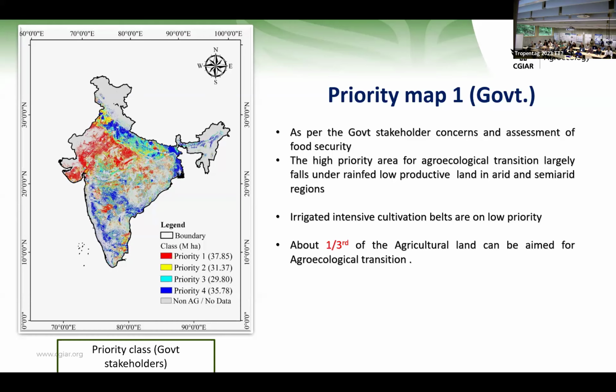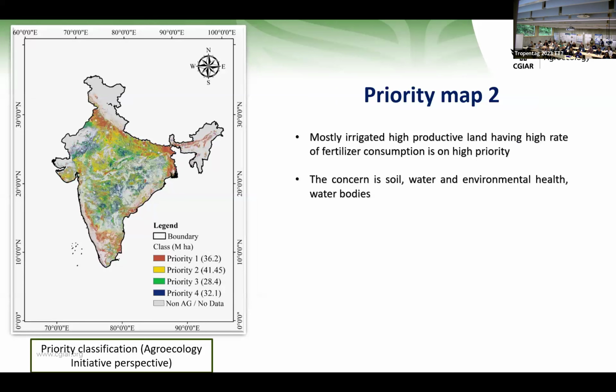And we have classified this priority map based on the available agriculture area. Priority one should be these regions where about 37 to 38 million hectares can be converted to natural farming. Priority two should be the Indo-Gangetic Plain. Priority three is also mostly on the Indo-Gangetic Plain. And priority four is on the southern part of India and other Indo-Gangetic areas. So basically one-third of the existing agricultural land can be aimed for agroecological transition. But coming to the researchers' scientific perspective, we want to convert the land where higher fertilizer consumption is already being used.